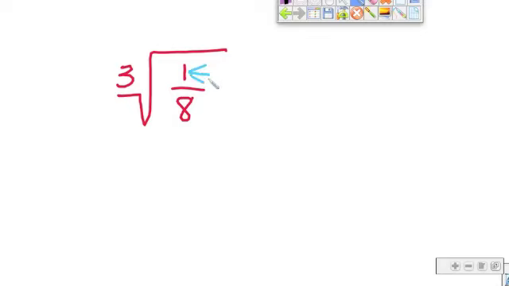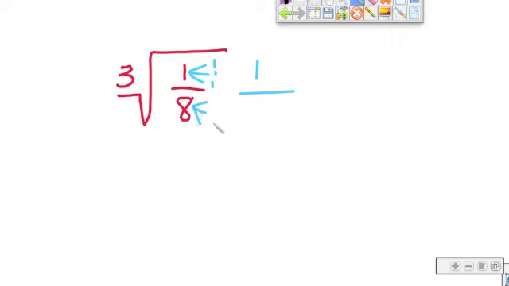How about the cube root of 1/8? Now, 1s are fun because it doesn't matter how many 1s you put. You always get 1. So how many do I need? I need 3 of them. 1, 2, 3. How about 1, 1, and 1? Still going to give me 1. 1s are easy.